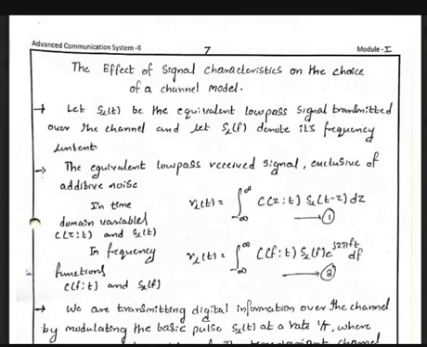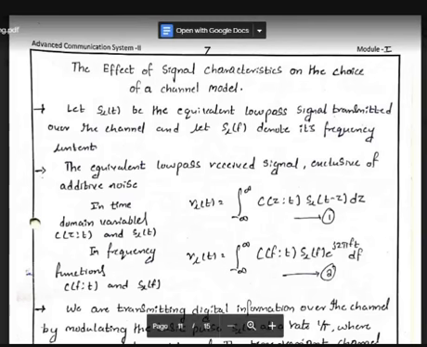Let me begin with another topic here. That is the effect of signal characteristics on the selection of a channel model. Okay, so we try to understand in this particular topic the effect of the signal characteristics on the particular channel model that we are going to select. So, for understanding this topic, let us consider a low pass equivalent signal.